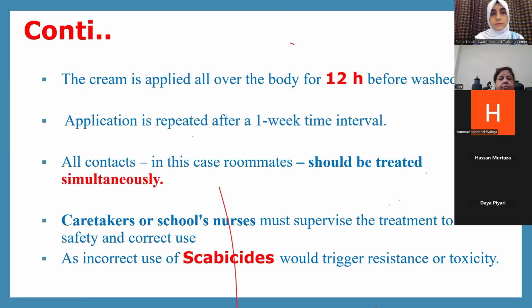The cream is applied all over the body for 12 hours before being washed off. Application is repeated after a 1 week interval. All contacts, in this case roommates or classmates, should be treated simultaneously. Caretakers, school nurses, guardians, or administrators of that hostel must supervise the treatment to ensure safety and correct use of the scabicides. Incorrect use of scabicide would trigger resistance to the drug.